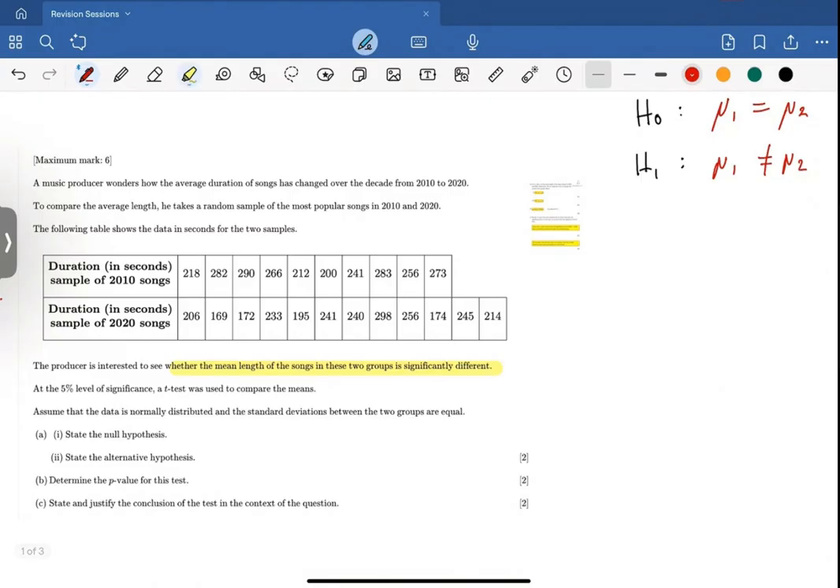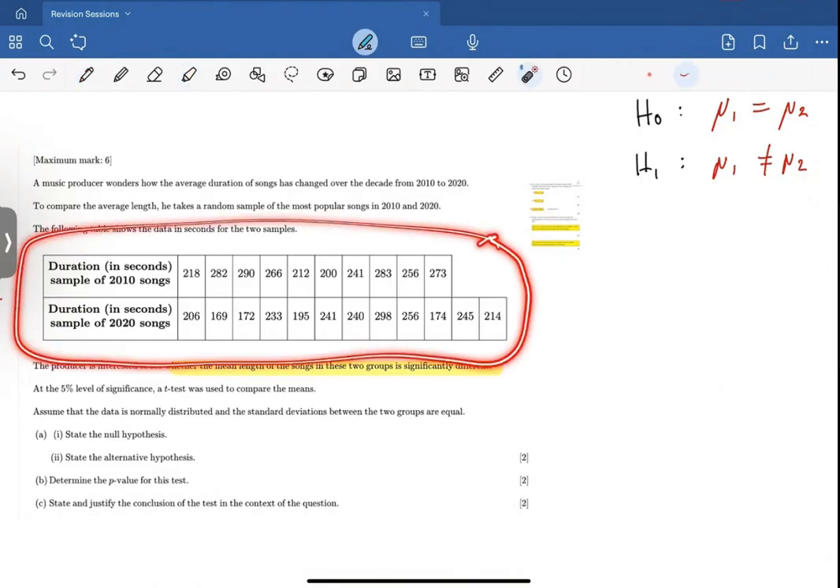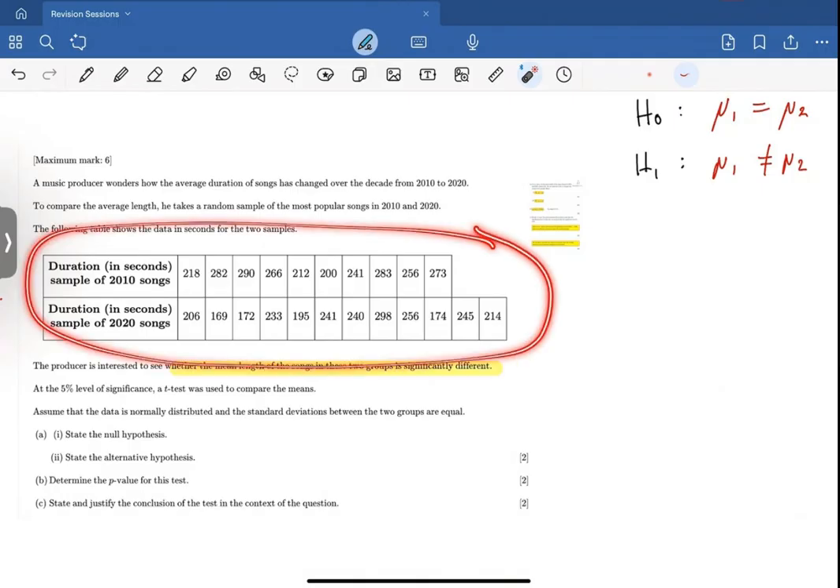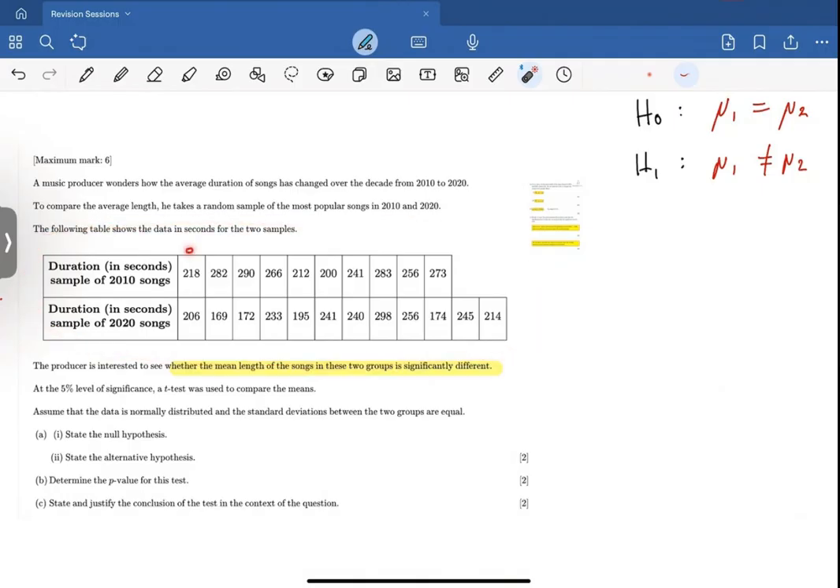Okay, so we can see this nice table. This is always a big clue that we've got a t-test question when you've got 2 rows of data like this. One key part of the t-test is that your 2 groups do not have to have the same amount of pieces of data in them. So we can look out for that as well.